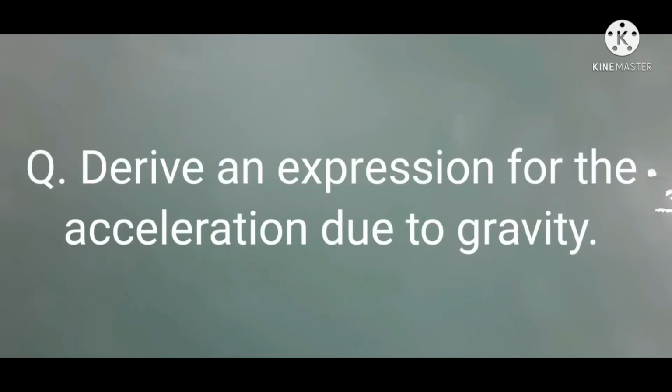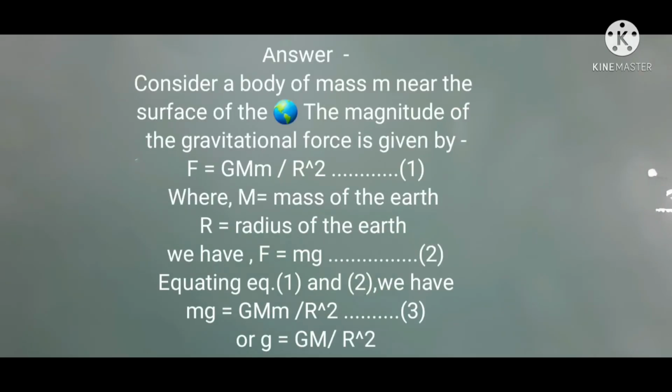Next question. Derive an expression for the acceleration due to gravity. इसका आंसर हो, consider a boy of mass m near the surface of the earth. The magnitude of the gravitational force is given by F is equal to capital G, capital M small m upon capital R square, where capital M is equal to mass of the earth, capital R is radius of the earth.